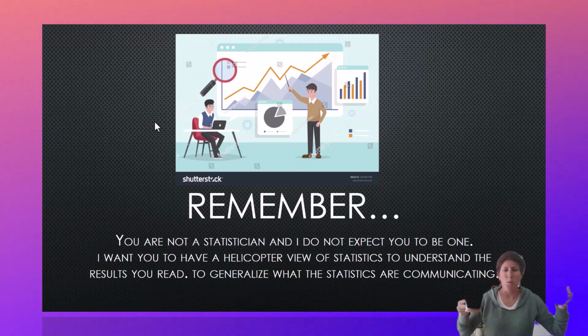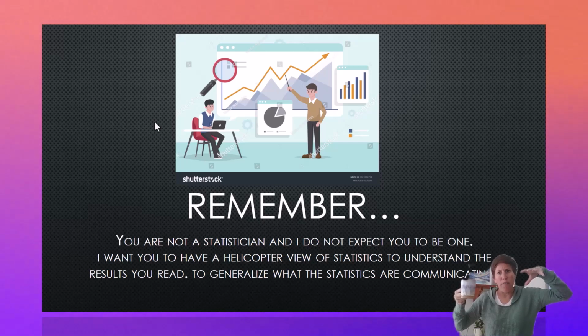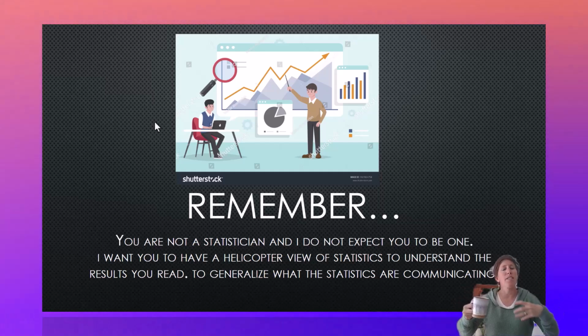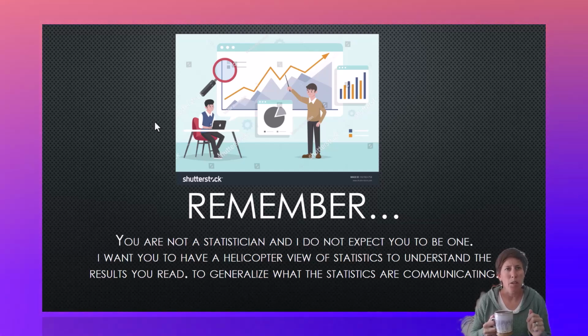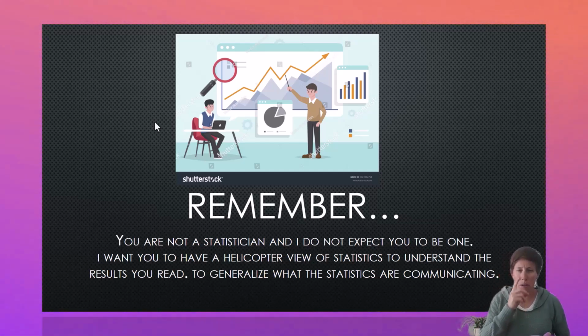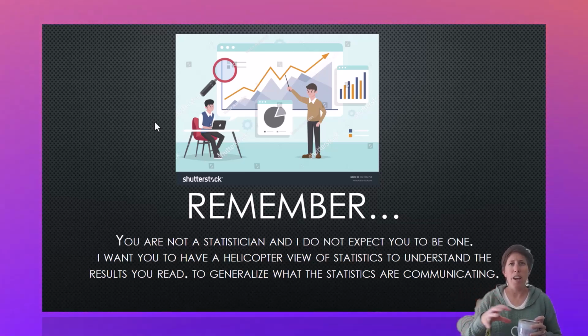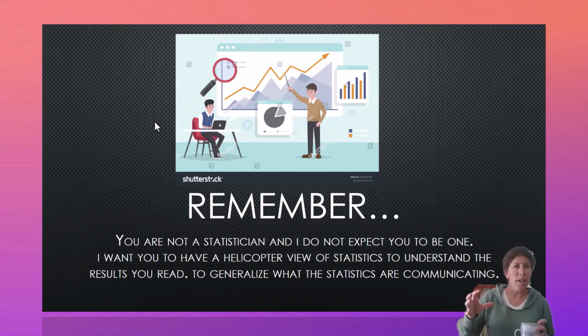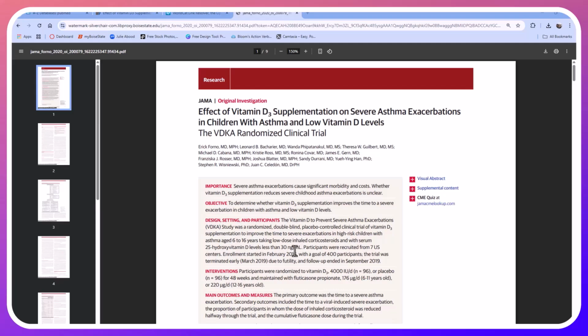I want to give you a helicopter view, a looking down on it view of statistics, to understand that results section that you read, to understand the significance of the statistical values that are utilized, to be able to understand what is being communicated. Let's take a look, helicopter view look, at a few results sections and see what kind of statistics are being presented. So let's jump down to the results section.